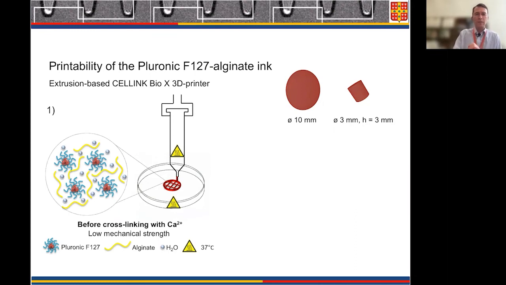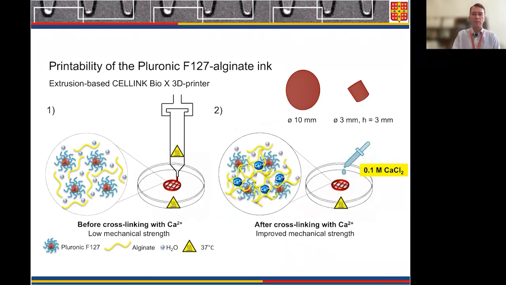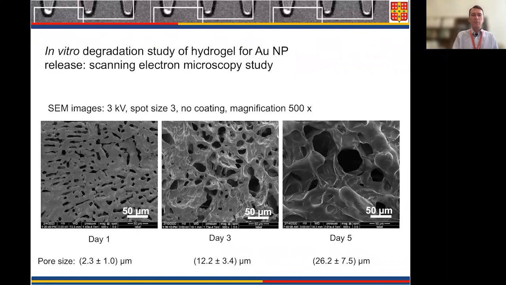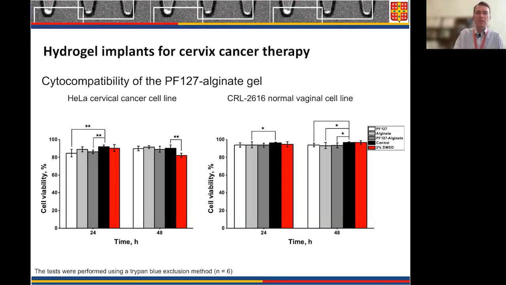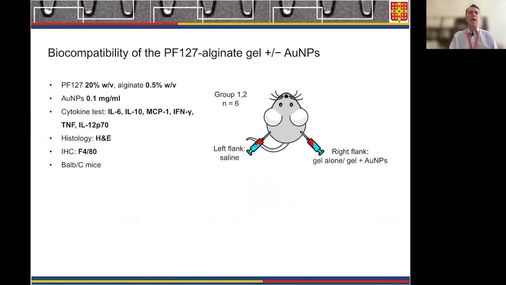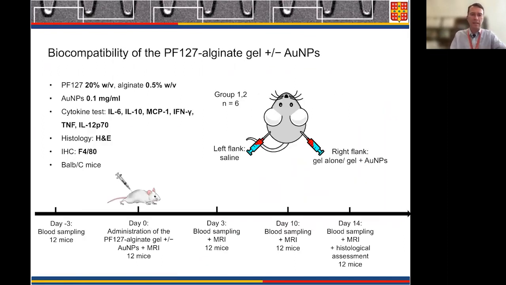And so this is the 3D printing procedure. So we 3D print with the bioprinter, and we cross-link the hydrogel with calcium. The nanoparticles are integrated into the hydrogel. And we also use a lot of scanning electron microscopy in order to monitor the porosity in the hydrogel structure. So at day 1, day 3, day 5, you see that the more pluronic is dissolved, the bigger the porosity in the material. We also perform the cytocompatibility assessment rapidly, and the implantation in the animals is performed.